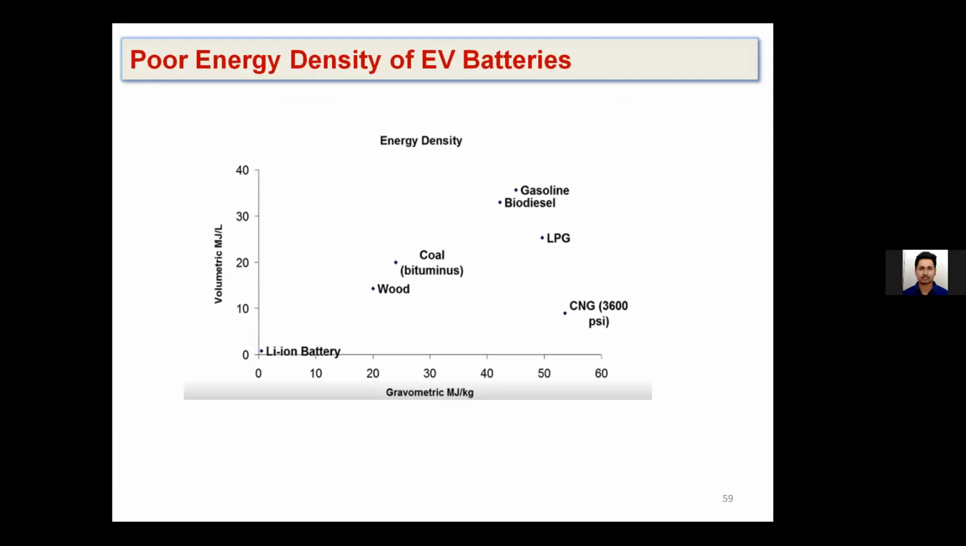So coming to the challenges, as a part of this particular discussion, you can see gasoline and biodiesel have higher energy density when you compare with other sources of energy. Similarly, lithium-ion is very low from the energy density point of view. So for this reason, this is a major drawback of the lithium-ion battery when you compare with other sources of energy with reference to energy density.